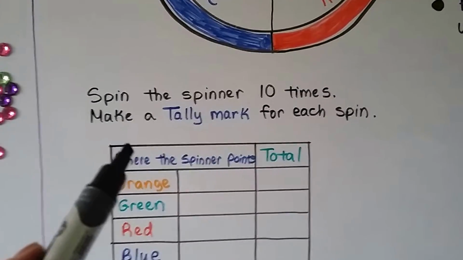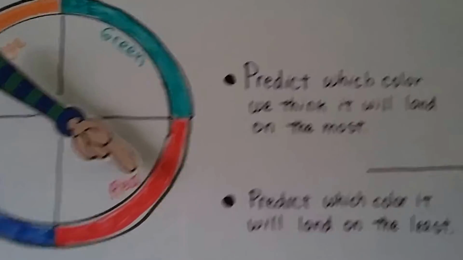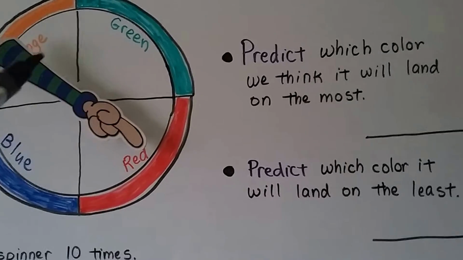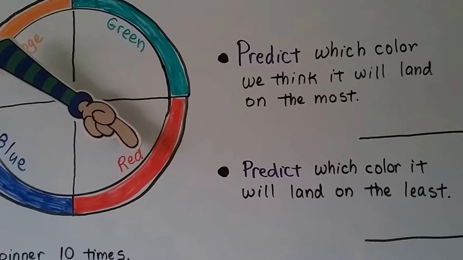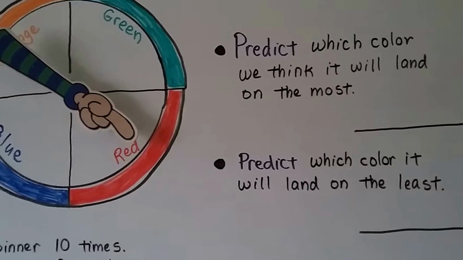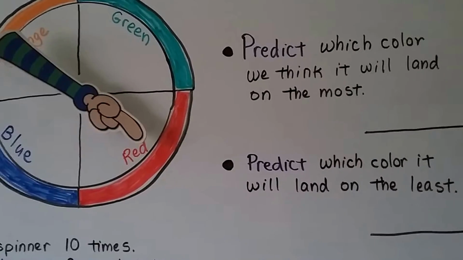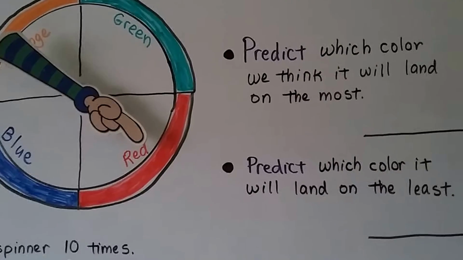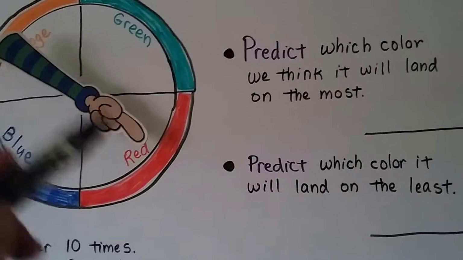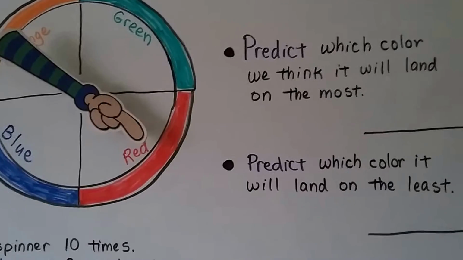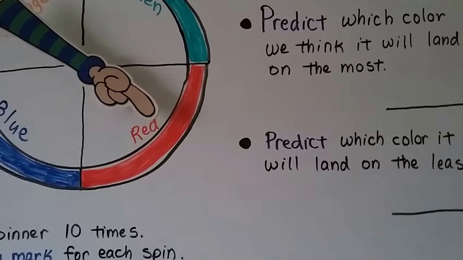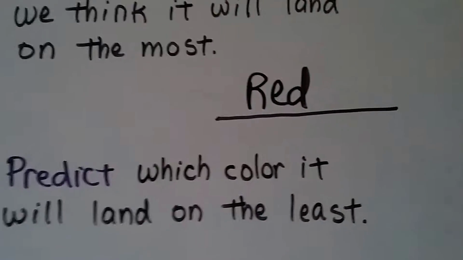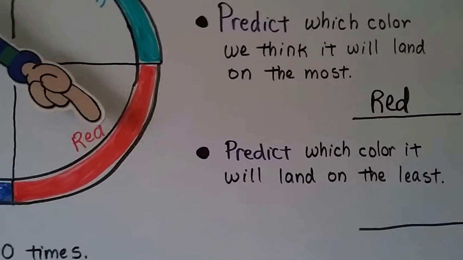Before we spin the spinner 10 times, we want to predict which color we think it will land on the most. Do we think it's going to land on the orange, the green, the red, or the blue the most? And then we need to predict which color we think it will land on the least. I can't hear you because it's a video, but I'm going to predict, because I just spun it a little bit and it landed on the red, that it's going to land on red the most. So I'm going to put red here. That's my guess. That's my prediction. My guess of what's going to happen.